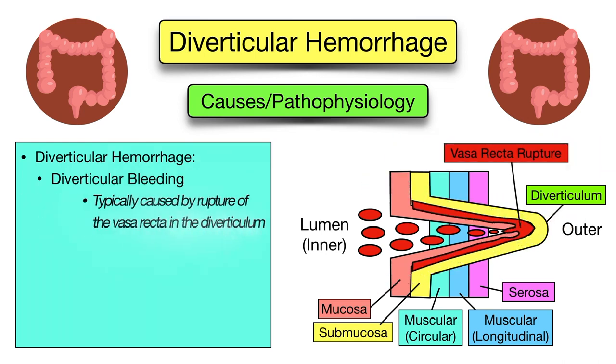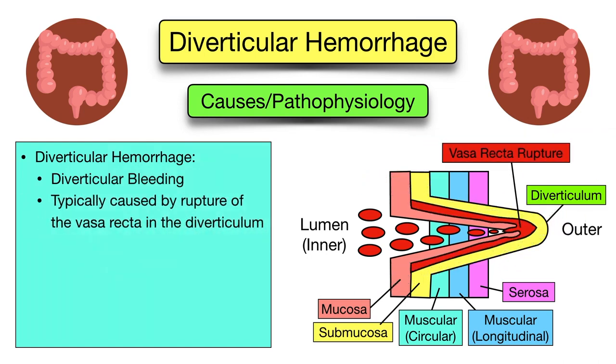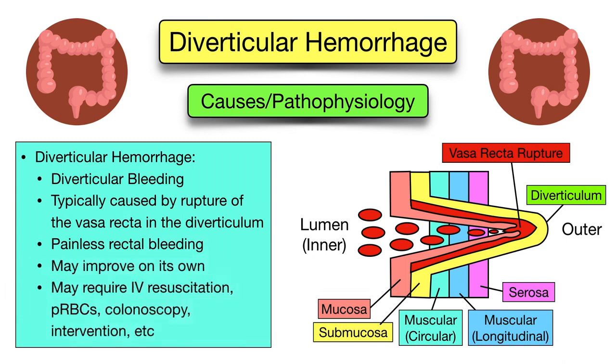A diverticular bleed is typically caused by a rupture of the vasa recta arteries in the diverticulum. Patients with the diverticular bleed may have large volume painless rectal bleeding. Diverticular hemorrhage may improve on its own in some patients, but with others it may require IV resuscitation and possible blood transfusion with packed red blood cells. Diverticular hemorrhage may require a colonoscopy to identify the source. Treatment with epinephrine injection or electrocauterization can be delivered to stop ongoing bleeding.